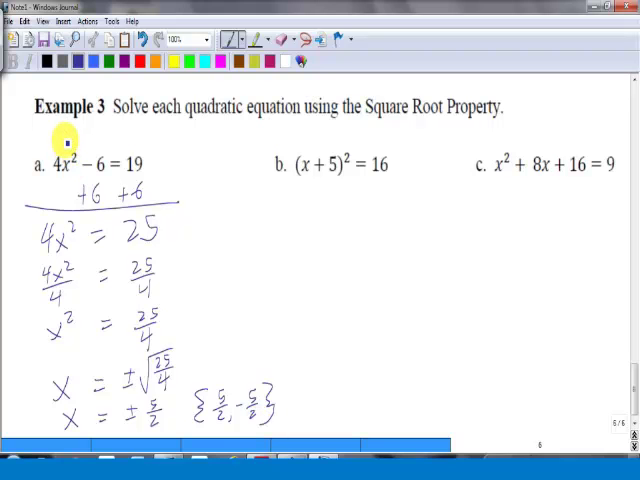Take the 5 halves up there, put it in there for x and square it. 5 halves times 5 halves gives us back the 25 fourths. Multiply 4 by 25 fourths, and the 4's divide out, and it's 25. 25 minus 6 equals 19. So either the 5 halves or the negative 5 halves will do that. So it checks really easily. Now the B part.